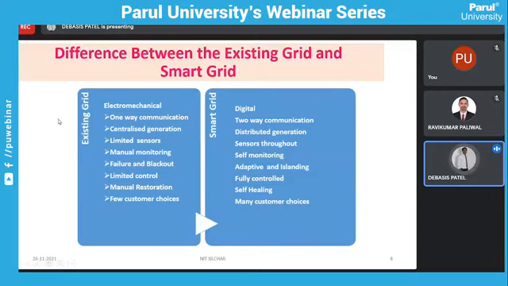Obviously, and the next point is what? Limited sensors. In the existing grid, we have a limited number of sensors. We generally see the relays part, right? But here sensors are throughout.